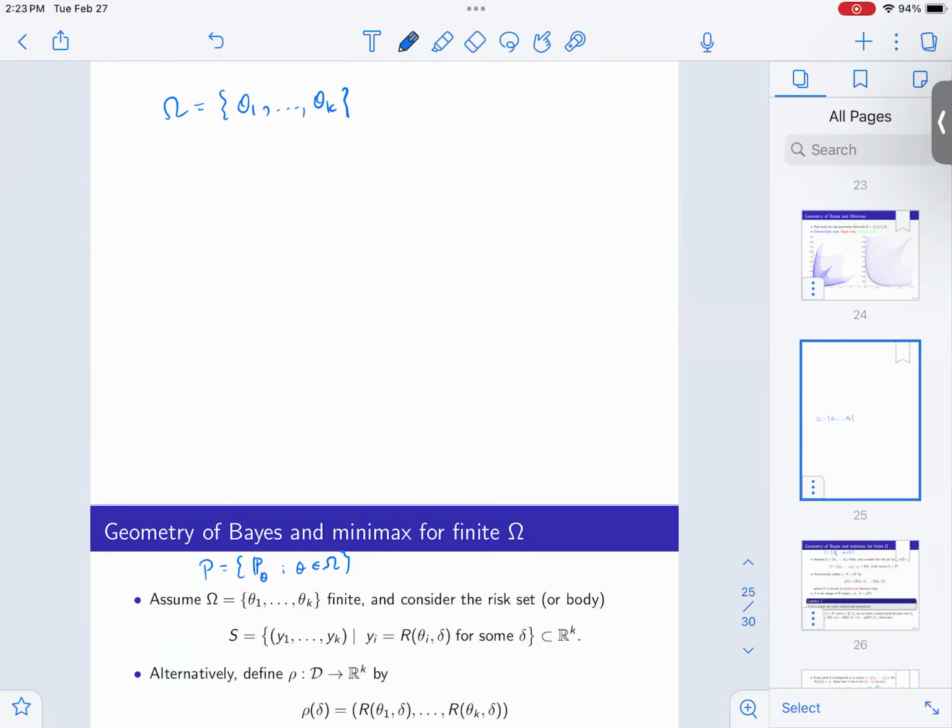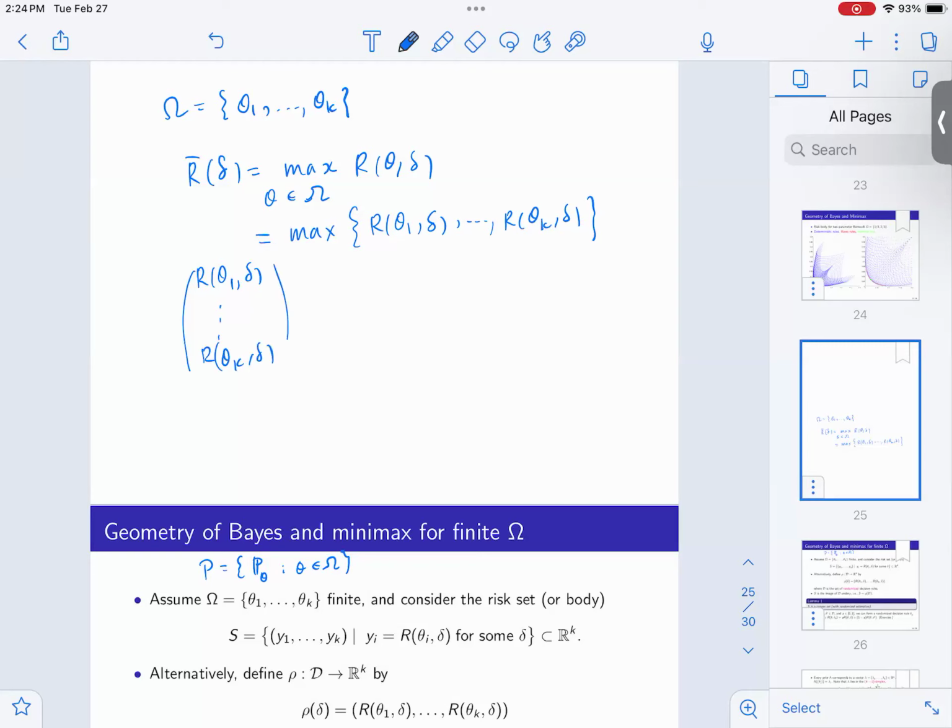So in a finite case, I'm just taking an estimator. This is R delta. The risk is just hitting on this. I can basically collect these numbers into a vector for any estimator. Okay. So the risk function is really a vector. And I'm calling this rho delta. Okay, so this would be a vector in R to the k.